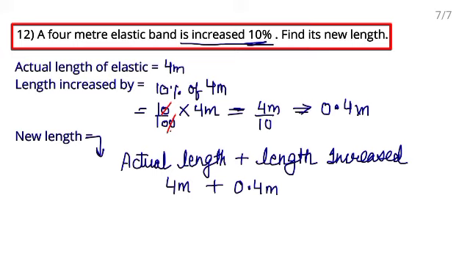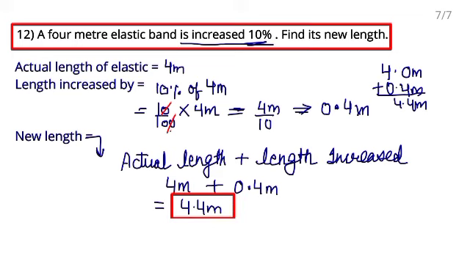How do you add decimal numbers? 4 meter means 4.0 meter. Then 0.4 meter, add them: 4.4 meter, right? So this is equal to 4.4 meter. So the new length of the elastic is 4.4 meter. This is your answer. So students, today we have discussed from question number 7 to question number 12.